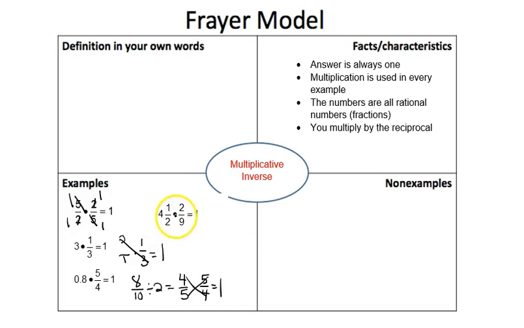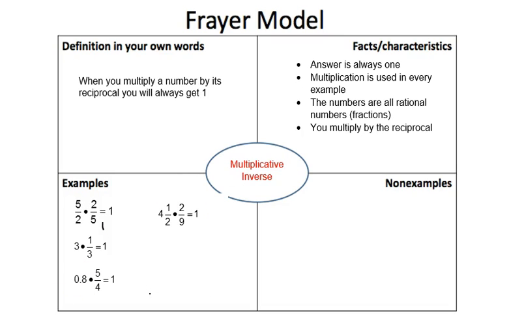And this last example, 4 1/2. I can change that to the improper fraction 9/2. And how did I get that? 2 times 4, 8, plus 1, 9. Its reciprocal is 2/9. Cross simplify the 2's, cross simplify the 9's, and you get 1. So we always had a product of 1. Go ahead and come up with your own definition. The definition I came up with: when you multiply a number by its reciprocal, you will always get 1.